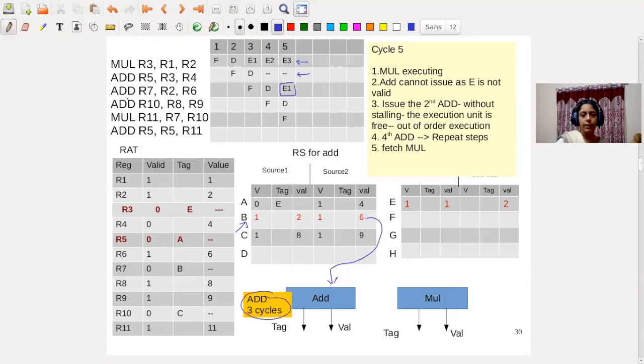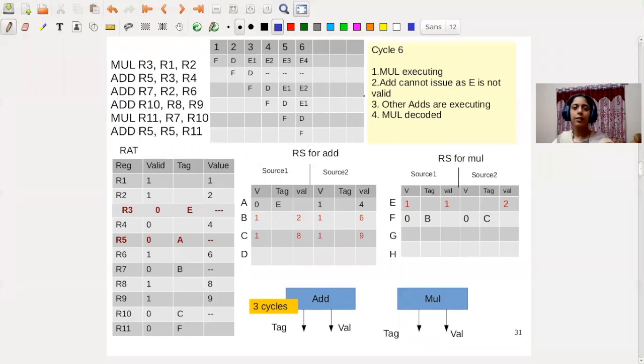In the meantime, the next add has been decoded, so we follow the same steps. R10, that is the destination, has been renamed. It has been allocated a reservation station, and then the multiply has been fetched. In the next cycle, the same steps continue. The first 3 continue with execution. The fourth add is continuing its execution. Actually, the second one is stalled. The rest of them are executing.